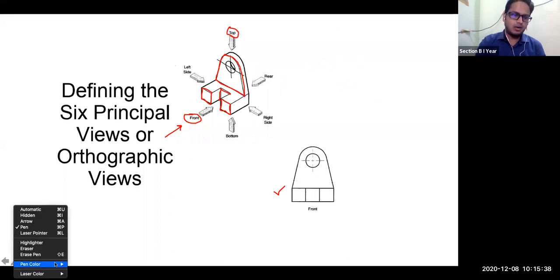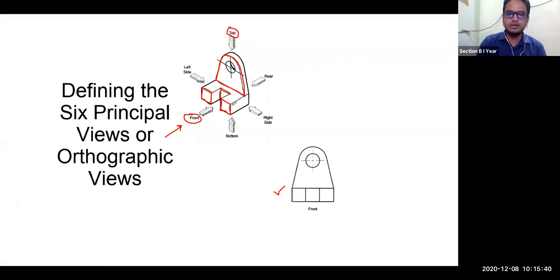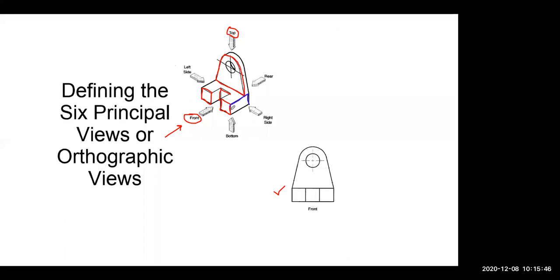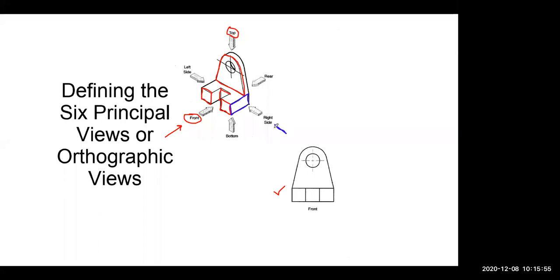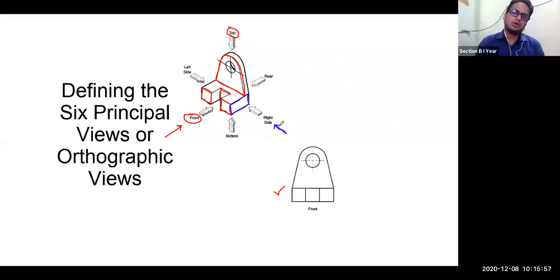Now you tell me, if you are looking from the front side, will you be able to see this side? Yes or no? No, sir. You will not be able to see this side. When will you be able to see this? When you are looking from the right hand side. So this is your front view.